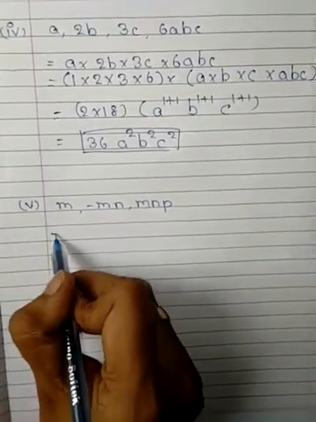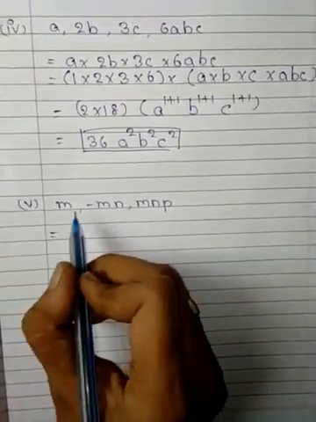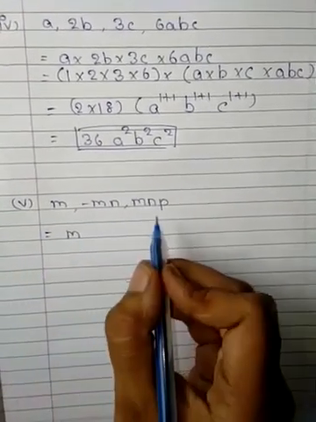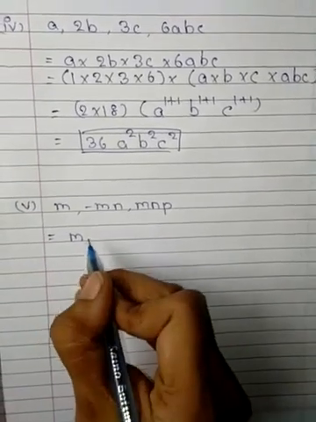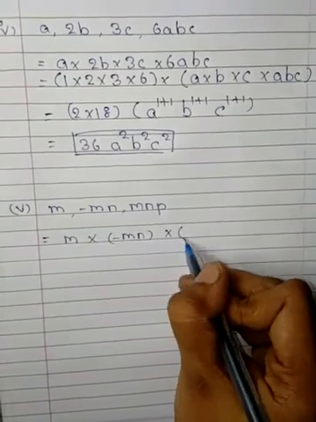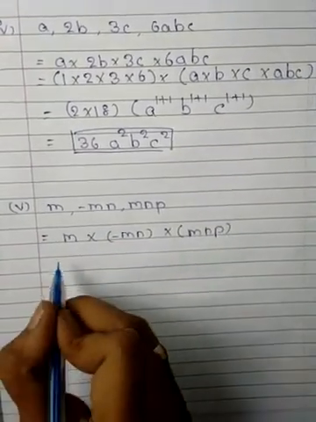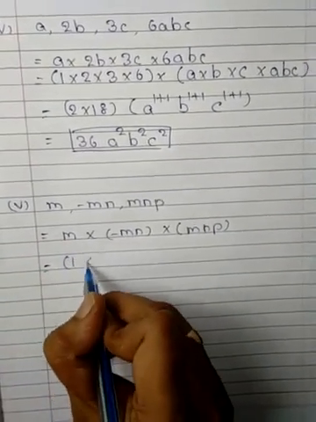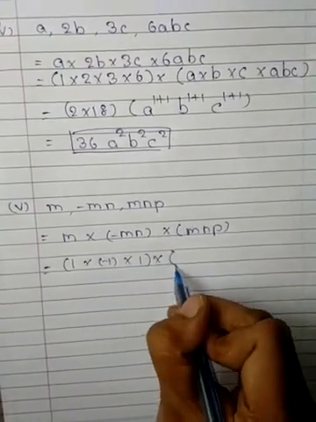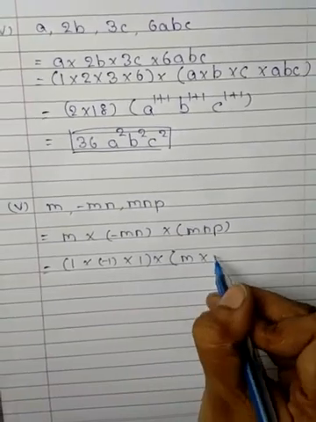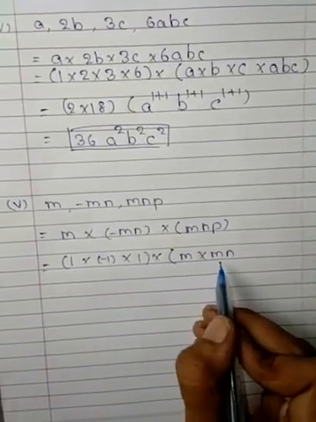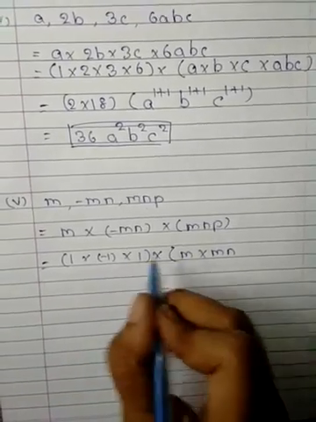Now the next question, 5th: m, minus mn and mnp. We have to find the product of all these three, so we will multiply them: m multiplied by minus mn multiplied by mnp. Taking all the constants, here it is 1, here it is minus 1, and here it is 1. And taking all the variables separately, that is m multiplied by mn. Here the minus sign is already taken, so we just have to write mn. You have to keep that in mind.